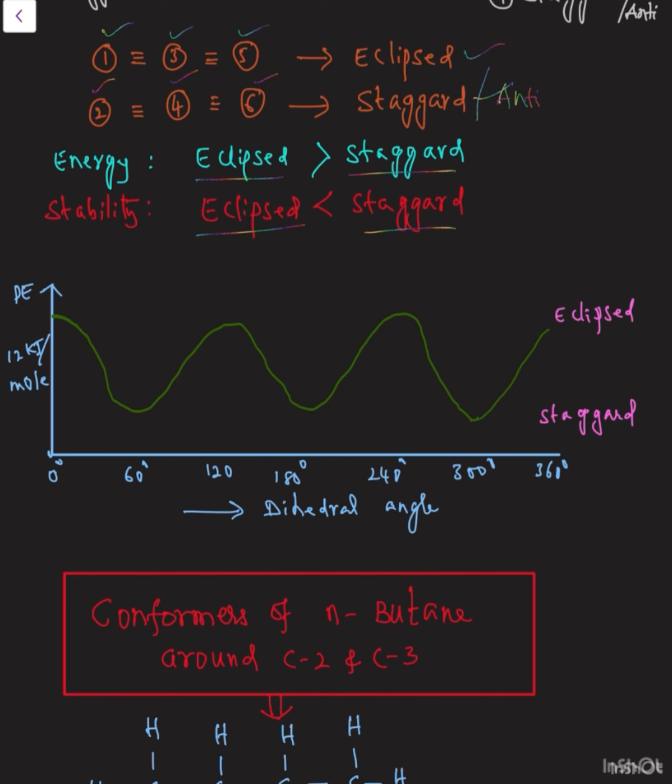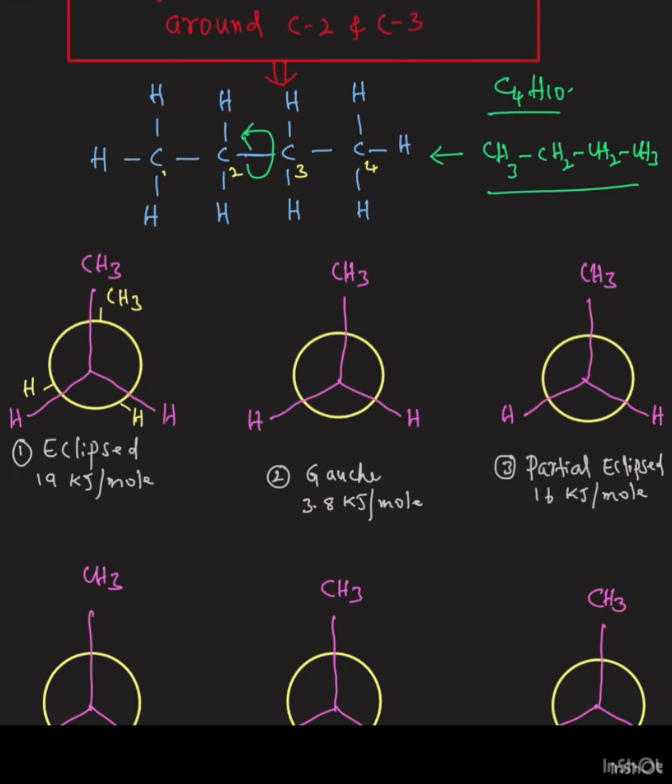So generally here a potential energy versus dihedral angle graph is written. Then you are getting the graph like this. Here the potential energy of eclipsed is more than the staggered, as we discussed. So I represented that here by taking 0 degrees, 60, 120, 180, 240, 300, 360 degrees versus potential energy. So this is the graph taken.